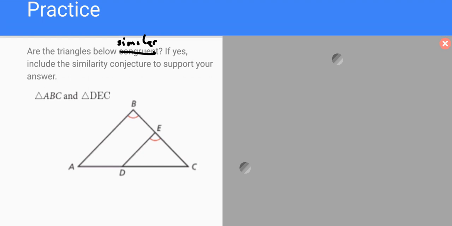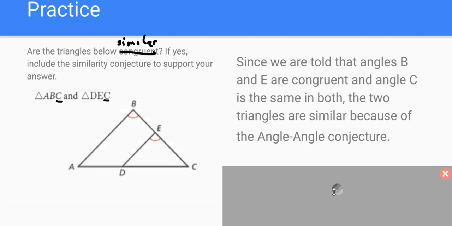Similar. Well, don't get fooled and say, oh, they don't have enough information. It cannot be determined. We know that B and E are congruent, and we also know that you've got angle C in both of them, meaning C is congruent to itself. That's the reflexive property. So both of the triangles have angle C in them. So yeah, they are similar because of angle-angle, right? Because of the angle-angle conjecture.